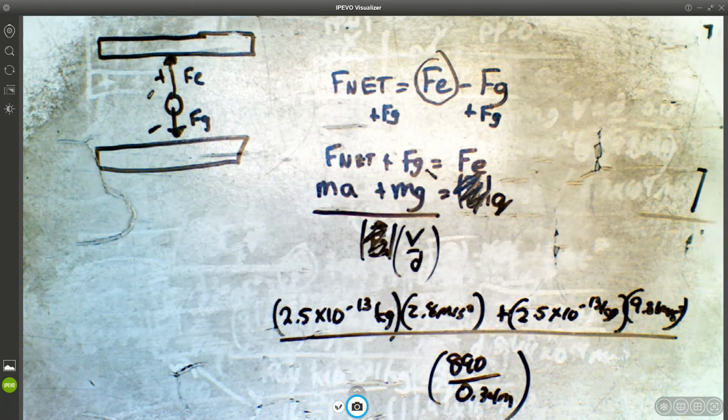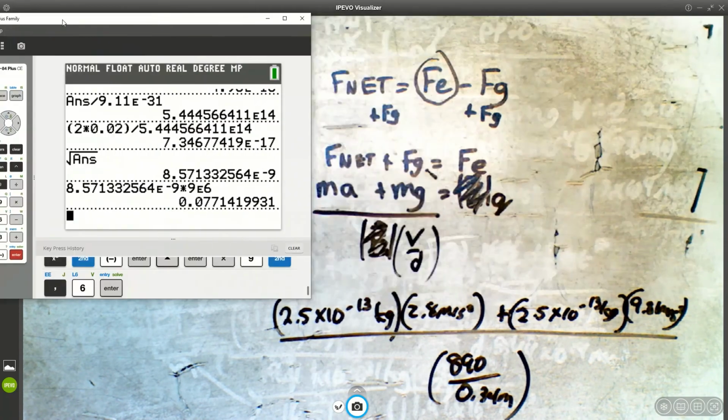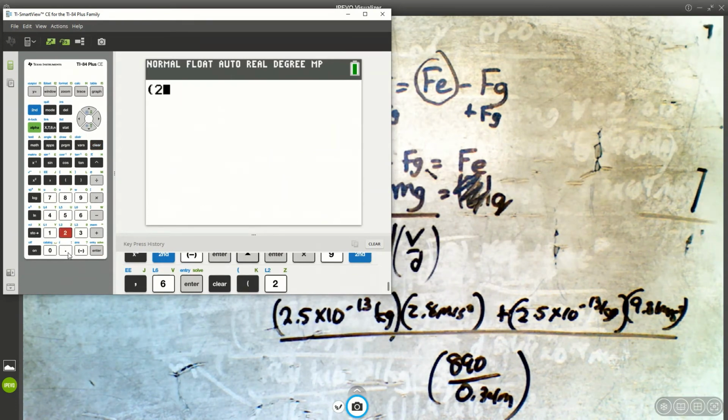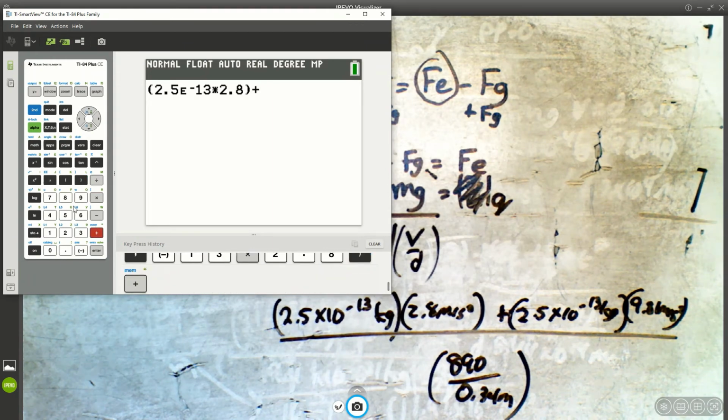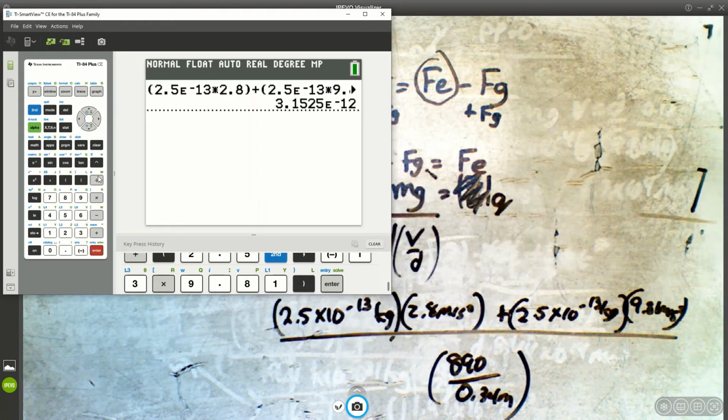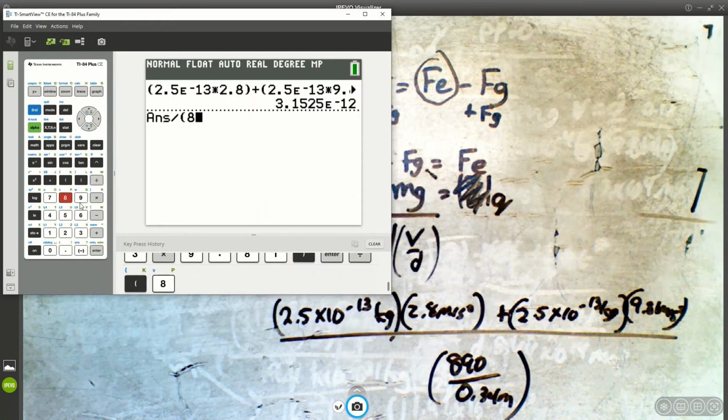Yeah, so we're ready to plug that into our calculator. 0.5 times 10 to the negative 13 times 2.8, close my bracket, 2.5 times 10 to the negative 13 times 9.81. I'll find an answer for the top, and then on the bottom, I'll divide it by 890 over 0.34. Let's put that in brackets.